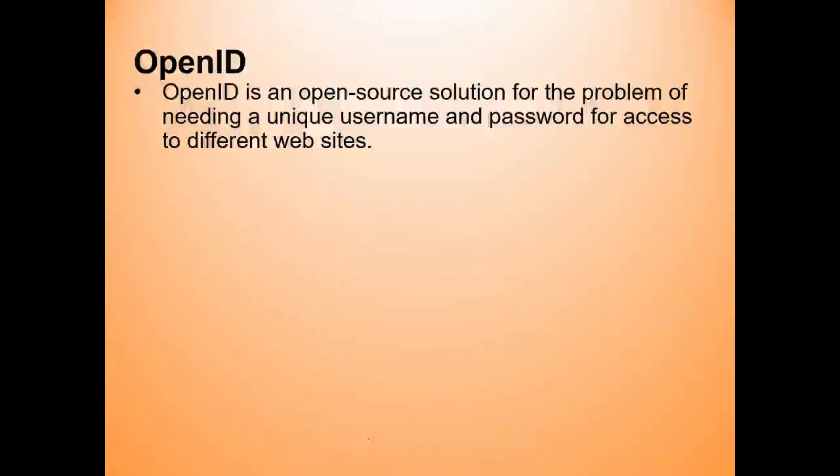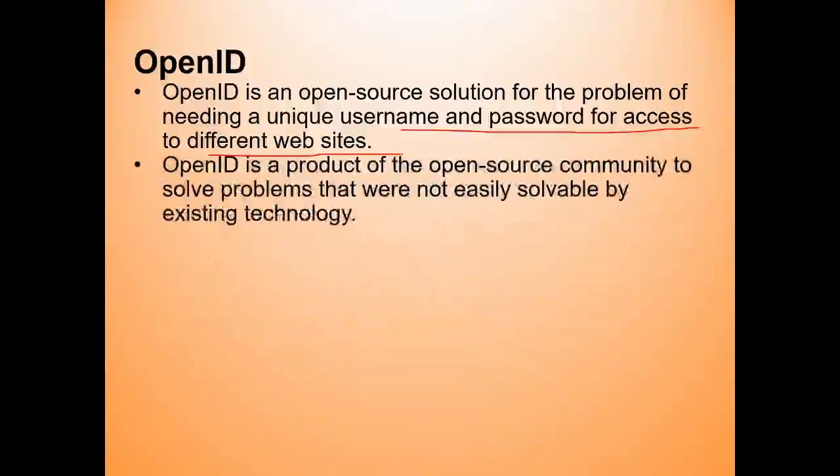OpenID is used for authentication to identify whether it is an authorized user or not. OpenID is an open source solution for the problem of needing a unique username and password for accessing different websites. OpenID allows you to create the username and password for every user to access their website. It is a product of the open source community to solve problems that were not easily solvable by existing technology. To identify users, this technology is used.